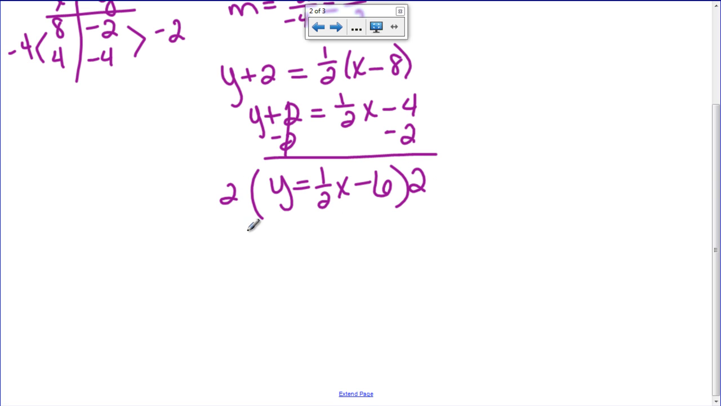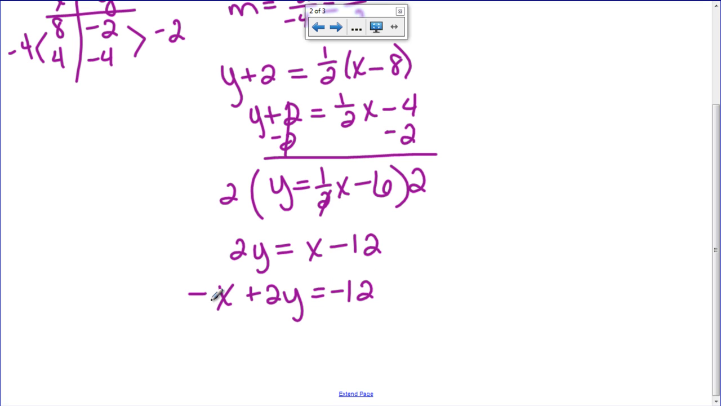So 2 times y becomes 2y. That cancels out this 2, so I have 1x left. And then 6 times 2 is 12. So this is what I have. Well, I'm still not in standard form because this x has to be over here with the y, so I would subtract x on both sides. So I would have negative x plus 2y equals negative 12.